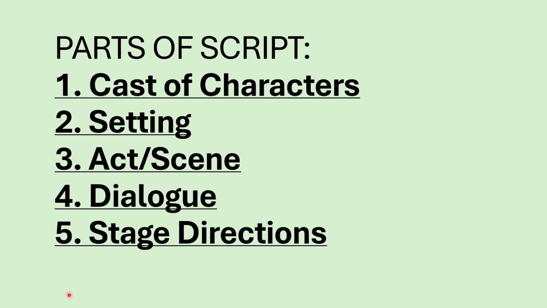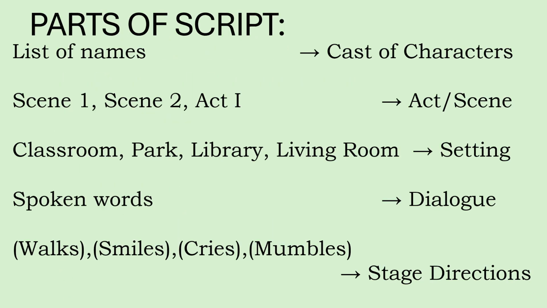Now let's have an example. Let's explain it once again. When you have the list of names, those are called cast of characters. Scene 1, 2, 3, Act 1 are the act and scene. Classroom, park, library, living room are the setting. And spoken words are called dialogue. And those instructions in parentheses are stage directions.